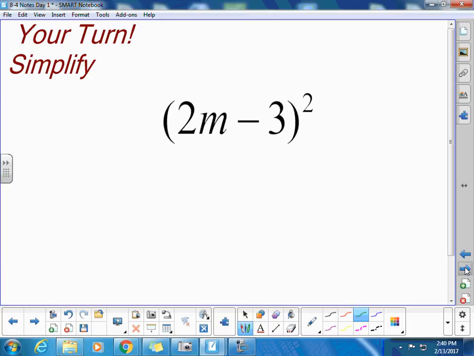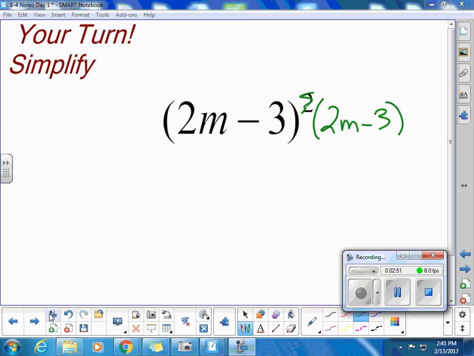And hopefully, actually, let's put me on pause and you try doing this one again. Do this to it though, and either FOIL it out or use the box method, but put me on pause, come back when you've got it. So you should have gotten 4m squared minus 12m plus 9.